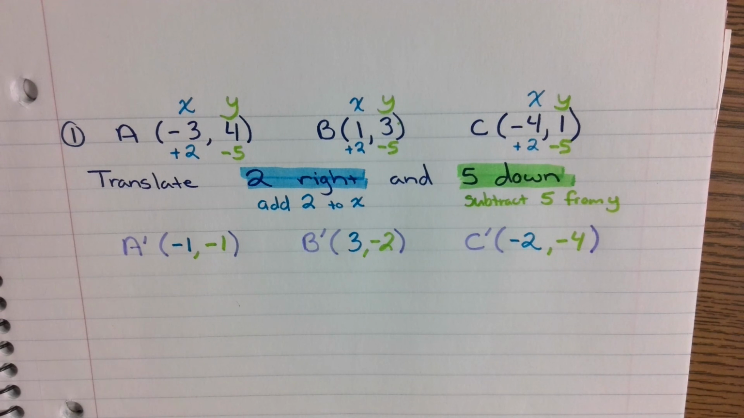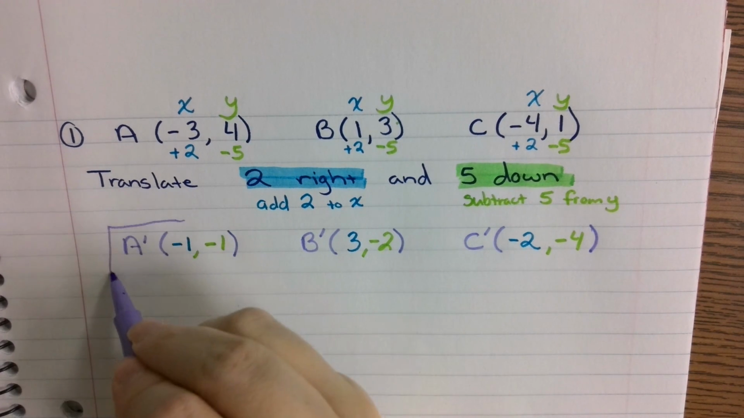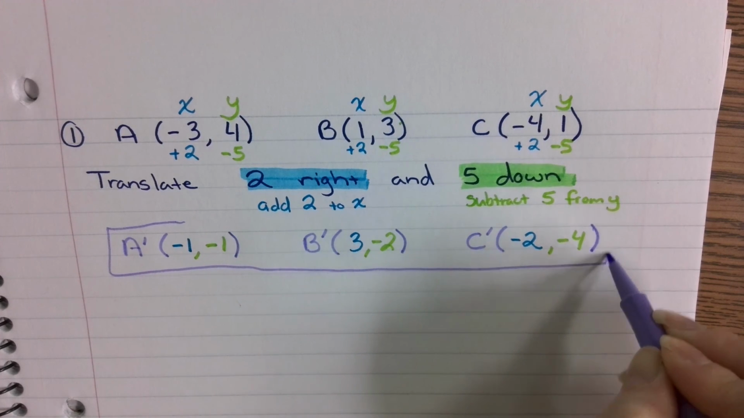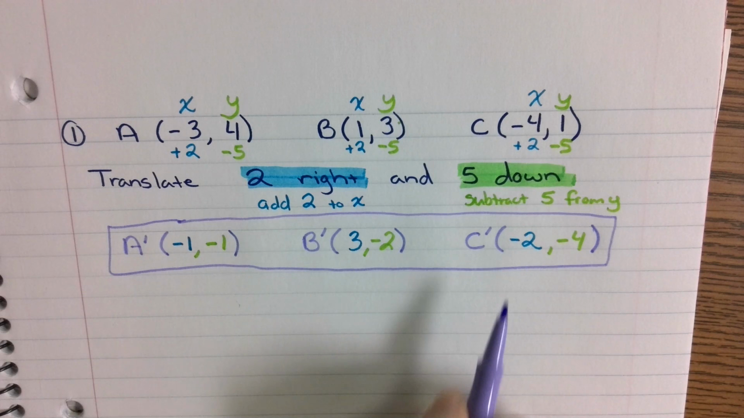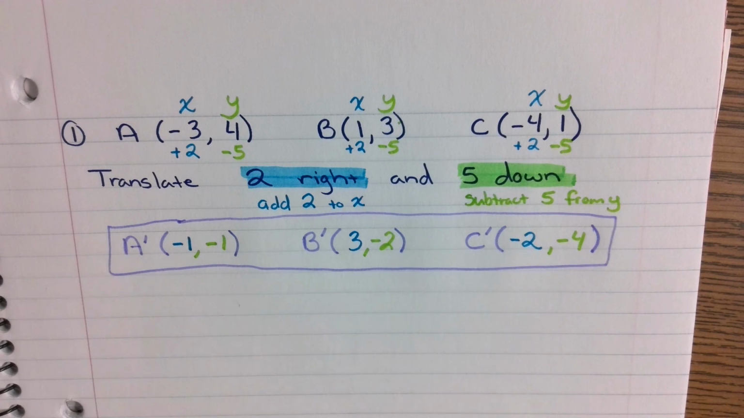Okay, and there's my final answer. A prime is at negative 1, negative 1. B prime is at 3, negative 2. C prime is at negative 2, negative 4.